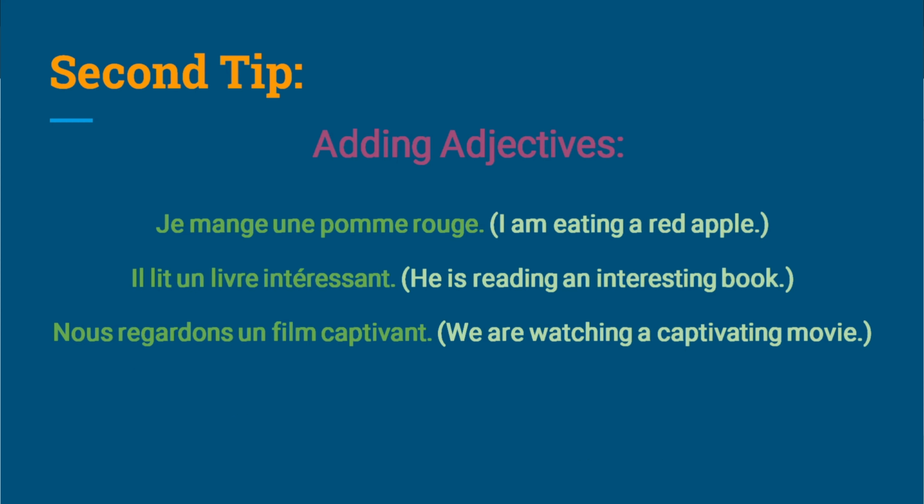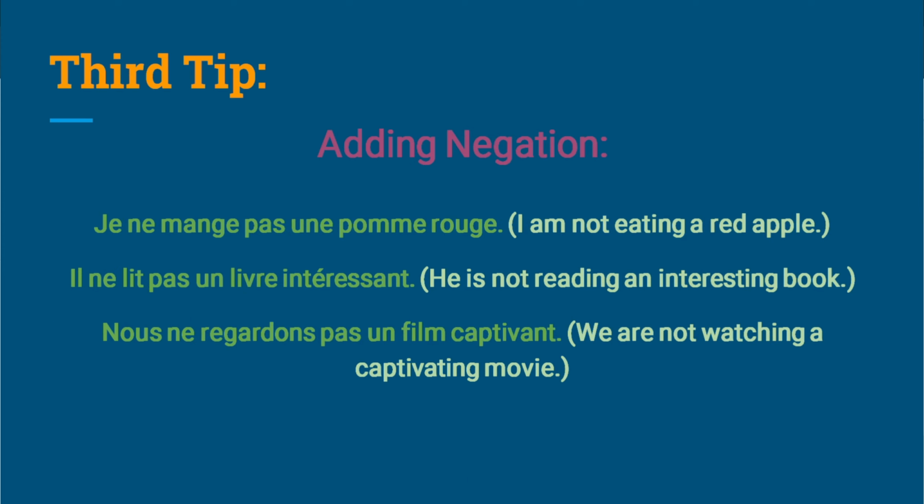Second tip. Adding adjectives. Je mange une pomme rouge. I am eating a red apple. Il lit un livre intéressant. He is reading an interesting book. Nous regardons un film captivant. We are watching a captivating movie.